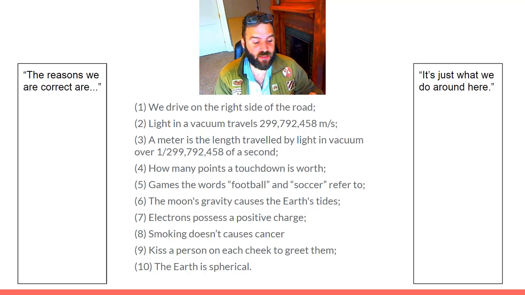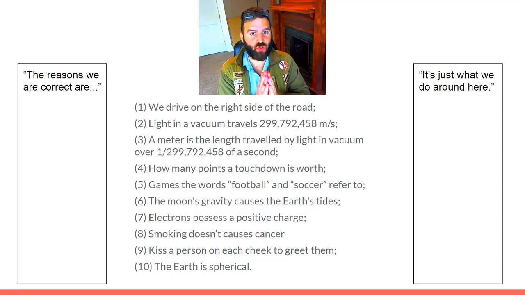That the moon's gravity causes the Earth's tides. That electrons possess a positive charge. They of course possess a negative charge, but it doesn't matter that that's wrong. Smoking doesn't cause cancer. Kiss a person on each cheek to greet them, and the Earth is spherical.